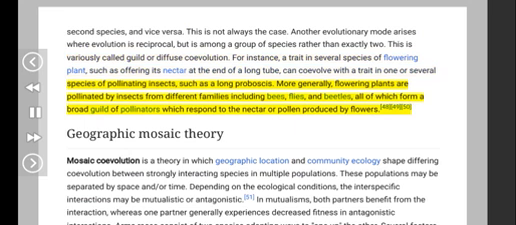More generally, flowering plants are pollinated by insects from different families including bees, flies, and beetles, all of which form a broad guild of pollinators which respond to the nectar or pollen produced by flowers.